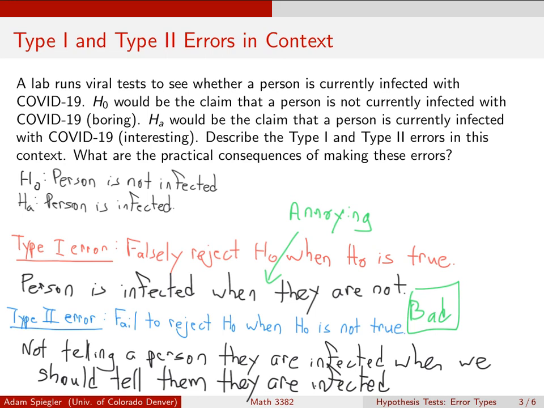Okay, the downside of that is there were some people that have been told they're infected when they're not. And that's a lot better alternative than having a whole bunch of people who've been told they're not infected going out and actually infecting the general population. So let's take a look at another example of analyzing what type 1 and type 2 errors are in the context of a problem.